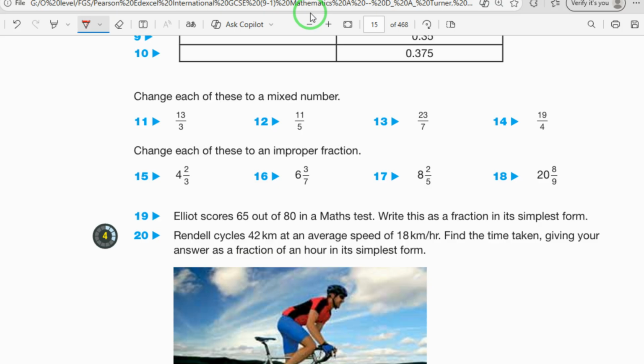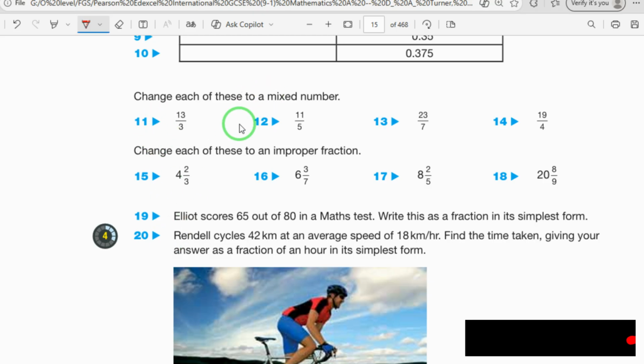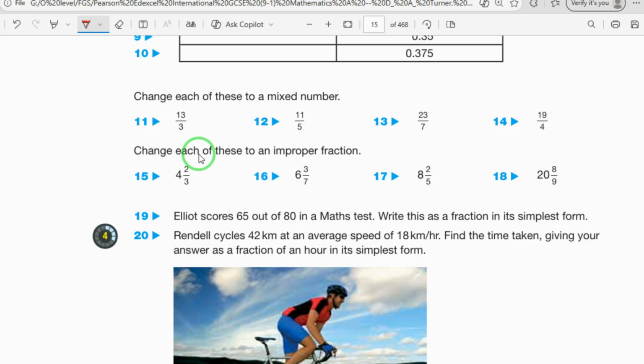Today I'm going to work out, calculate, or simplify the continuation of the previous lecture. Here we start from question number 11 to question number 20 in this lesson. The question says to change each of these to a mixed number. How can we change this fraction to a mixed number? To change, we usually use long division.